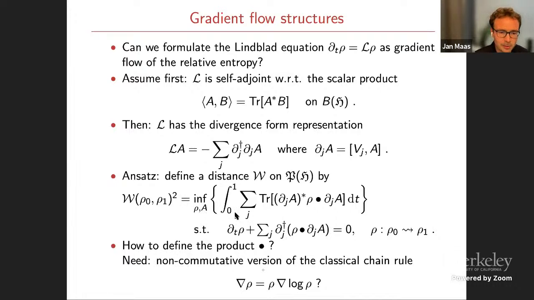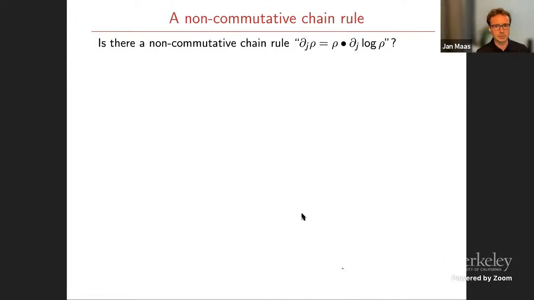And again, what we actually need is some version of this chain rule, which was also a key ingredient to make sense of the discrete gradient flow structure. So the question is now: is there a non-commutative chain rule, basically for these commutators? Okay, and the good news is, there is actually one, and this can also be shown on one slide. So let's try to figure out what is the right way to multiply here.